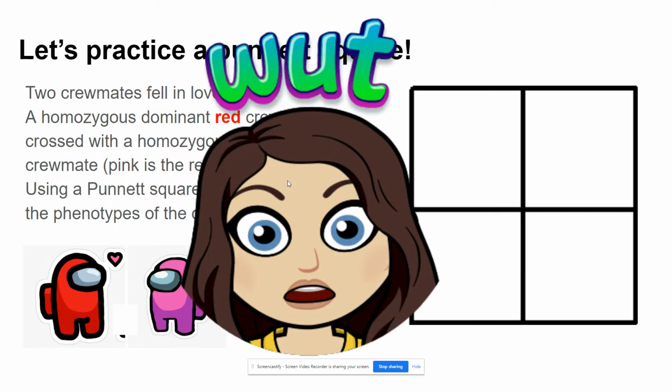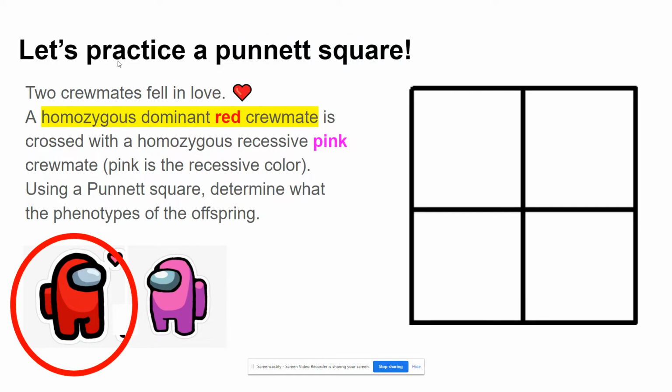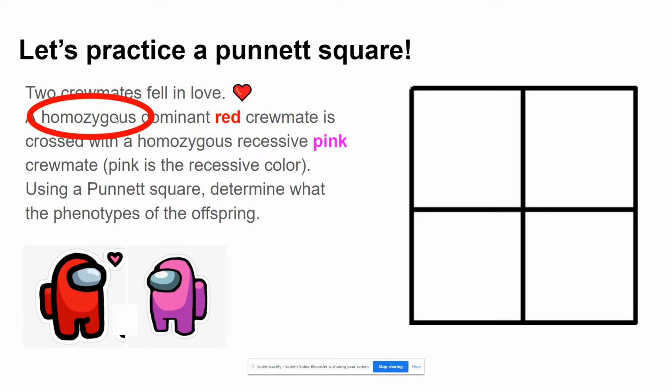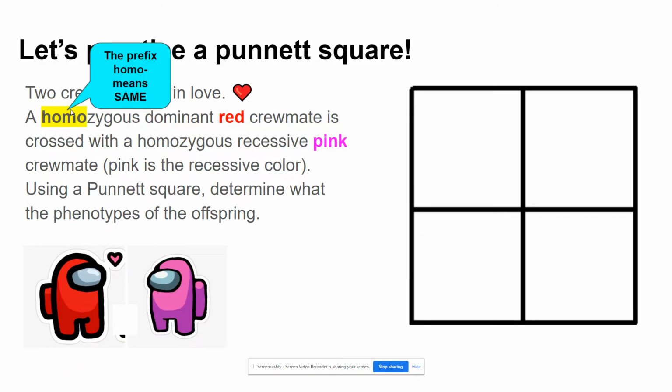I'm sure you guys are like, what did she just say? Let's break it down a little bit and do it together. All right, we have the red crewmate. He is a homozygous dominant red crewmate. Let's break down what this means. The word homozygous: the prefix homo means the same. So homozygous means the same.